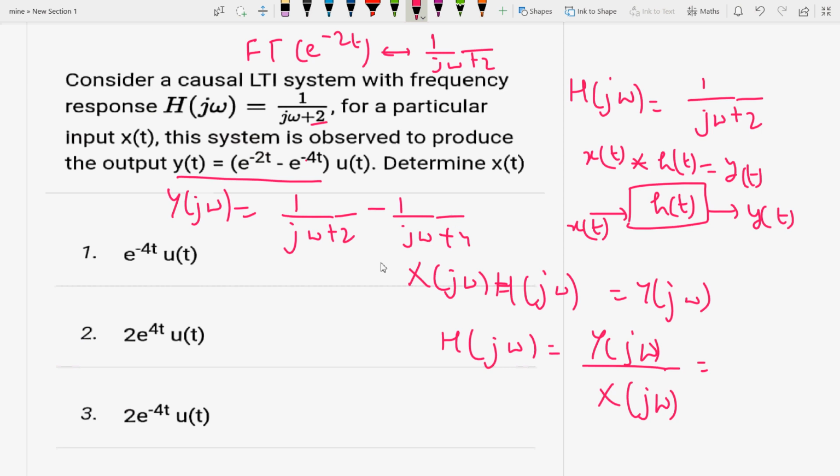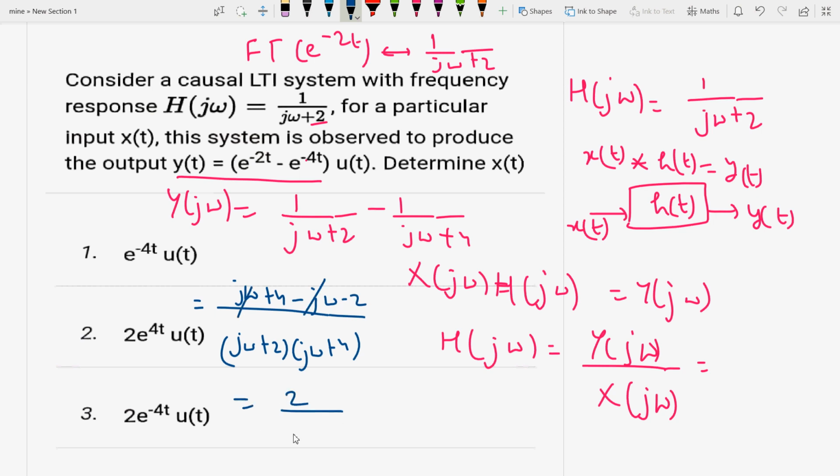Is this okay? Now you have to, I just changed the marker, you have to take the LCM. So you have jω+2 and this is jω+4. So this is equal to (jω+4) minus (jω) minus 2. This is wrong, this is cancelled and this will be taken as 2 by (jω+2)(jω+4). Okay, so this comes out to be like this way.